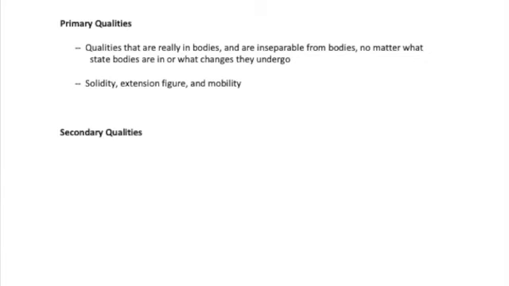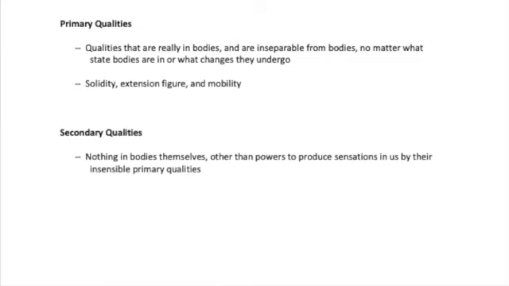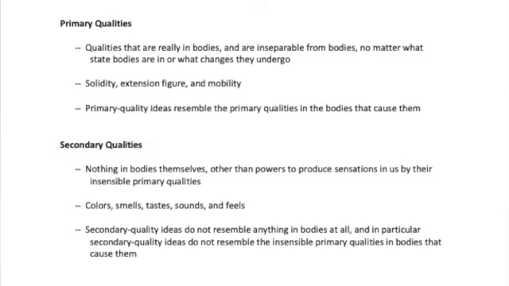In contrast, Locke defines secondary qualities as being nothing in bodies themselves other than powers to produce sensations in us by their insensible primary qualities. And the secondary qualities for Locke are colors, smells, tastes, sounds, and feels. The third criterion Locke offers us to distinguish primary qualities from secondary qualities is that our ideas of primary qualities resemble the primary qualities in the bodies that cause these ideas, while our ideas of secondary qualities do not resemble anything at all in bodies. In particular, our secondary quality ideas do not resemble the insensible primary qualities in the bodies that actually cause these ideas.